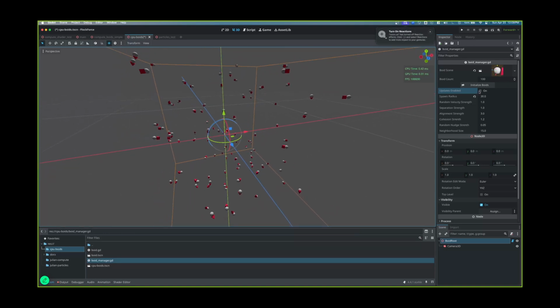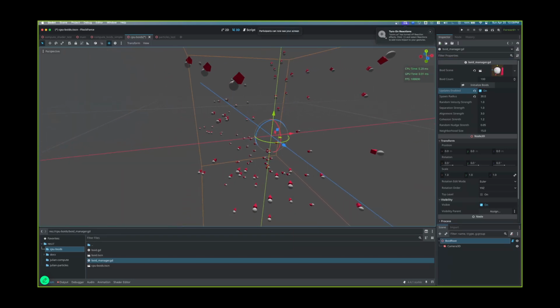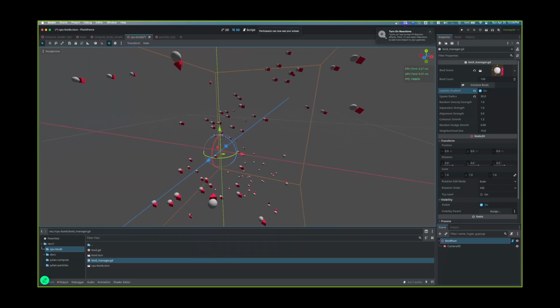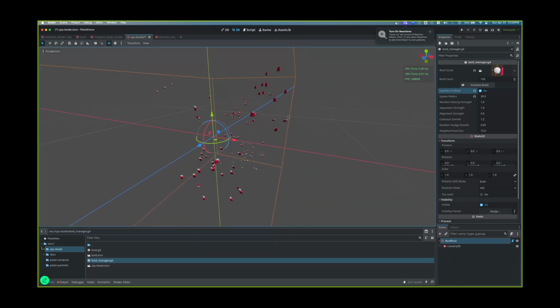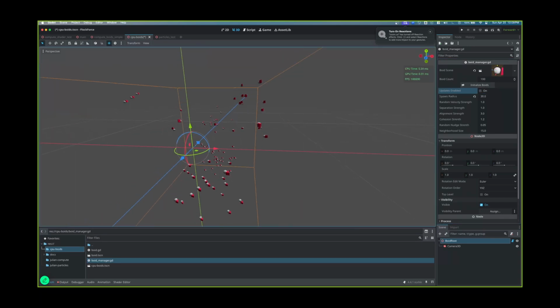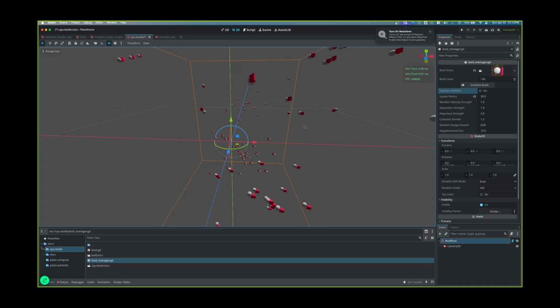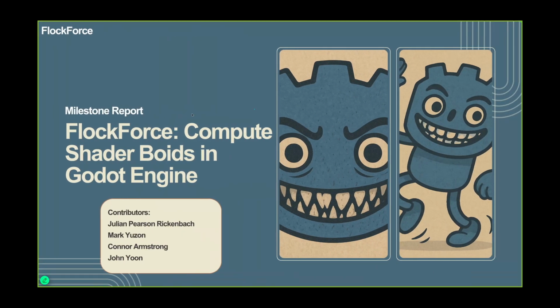And it works. As you can see, they do flock, although they do bug, but they flock. We can get about 100 of these Boids before the performance starts to suffer a lot, also because it's an n squared algorithm, but it works and we can use it as a benchmark. So with that, I think we'll start discussing the slides.